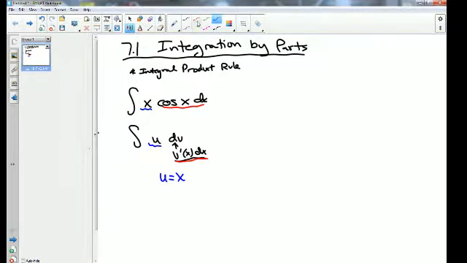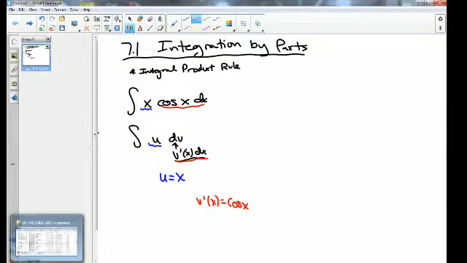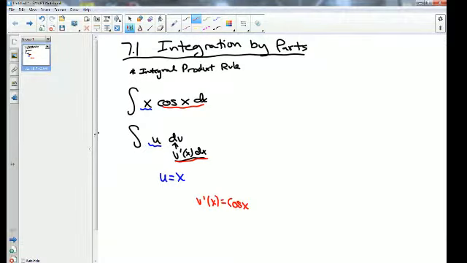Do you prefer v prime notation or dv? This is what it looks like. So v prime is cosine x. You've got to choose those two, and obviously there's only two choices, one or the other, right? If you get it wrong, you can switch them and try again.